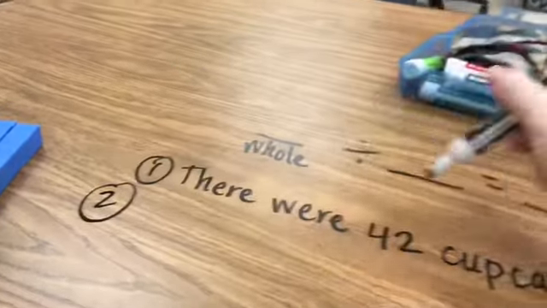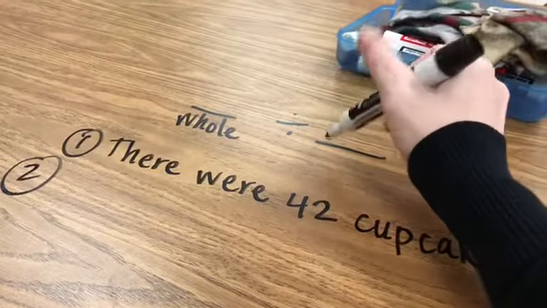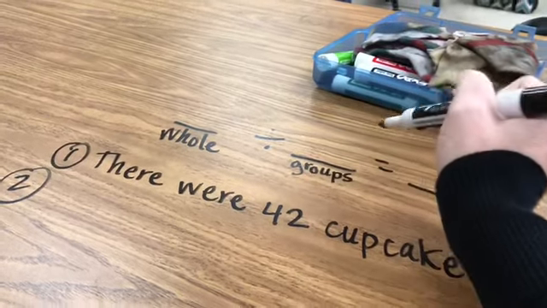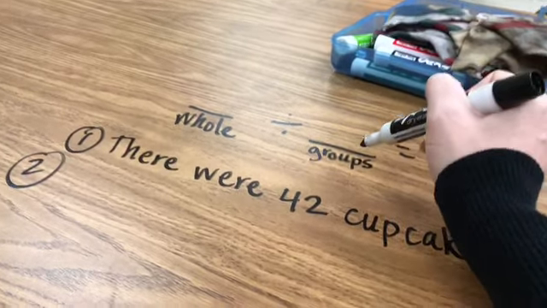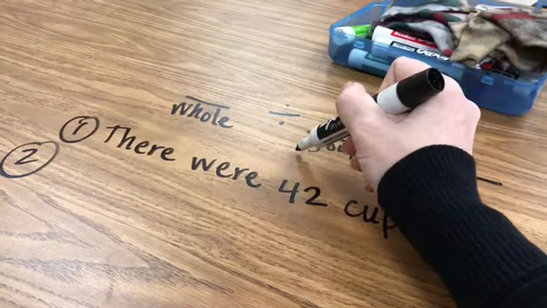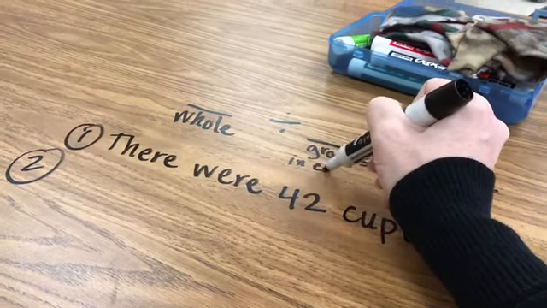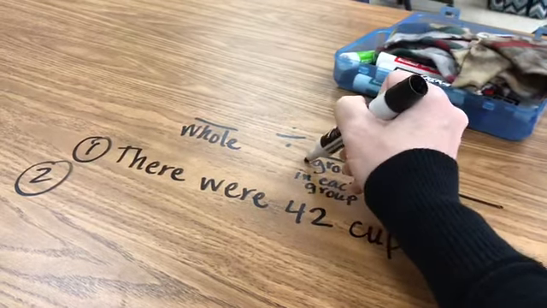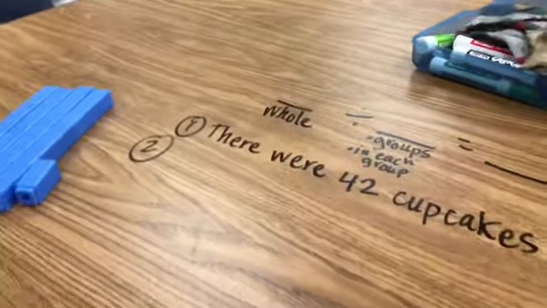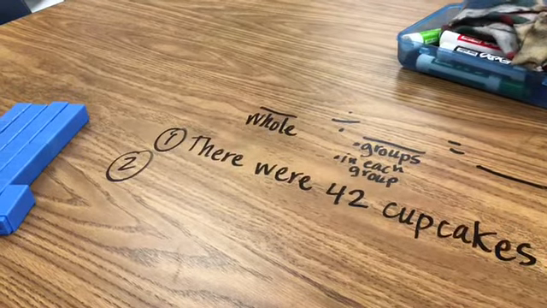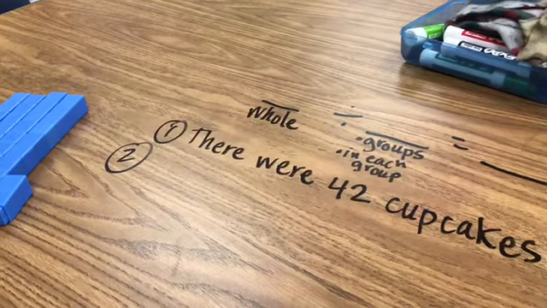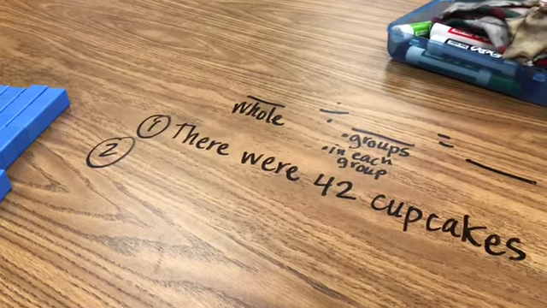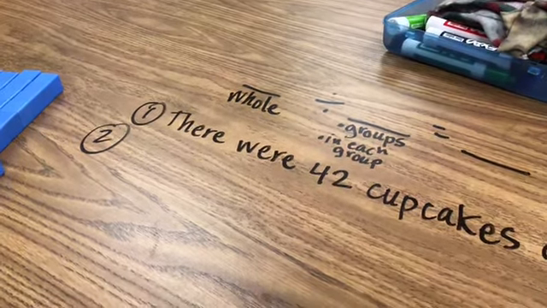So my second sentence, I'm going to divide it up. This can either be, tell me how many groups of cupcakes I divided it into, or it can tell me how many cupcakes in each group. It can be one or the other. So which one do you think we should do? I want to do the hard one, so I'm going to do how many are in each group.